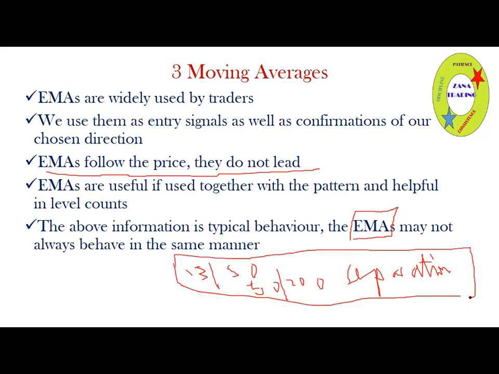Then for entry signals, we wait for the 5 13 cross to enter there. But with practice, you might enter before that. That is, if price closes below the 13 moving average, you can enter there, right?